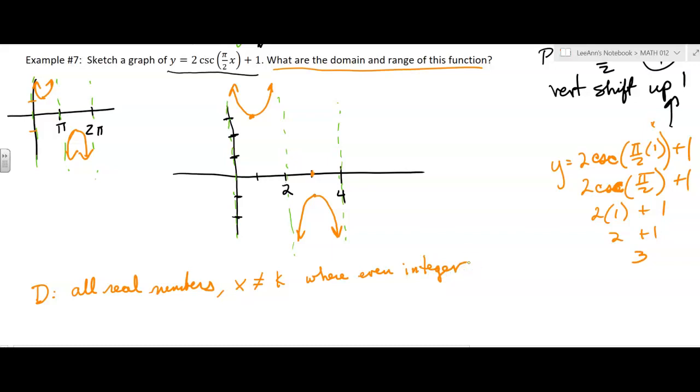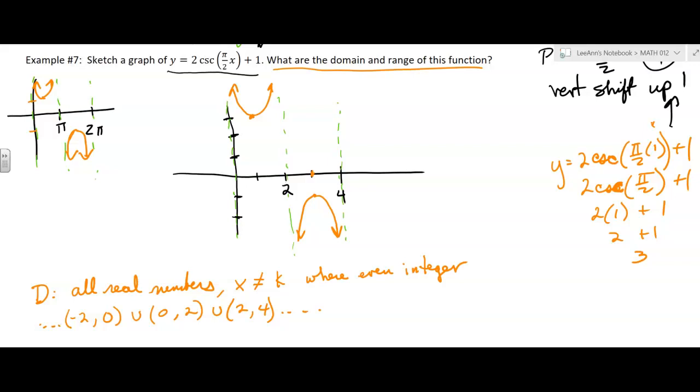How else could you write that? In interval notation, sometimes they'll write it like this. They'll say, it's -2 to 0, and then union 0 to 2, and then union 2 to 4, and then they just put little dots to show the pattern, okay? Or you could do it in set notation, kind of like how I have it written there.